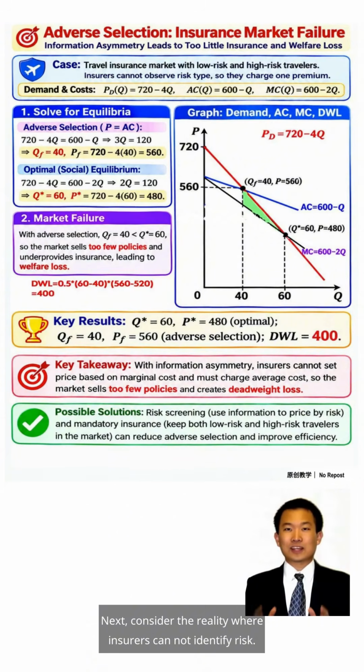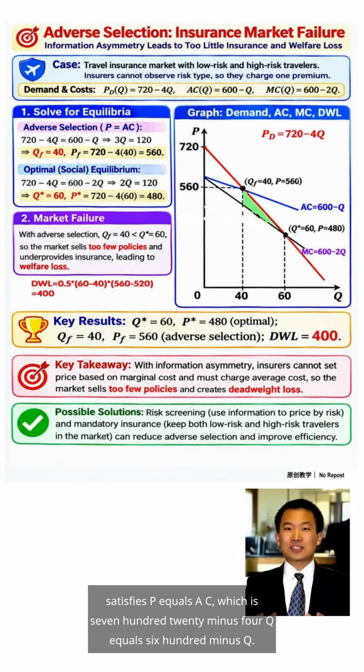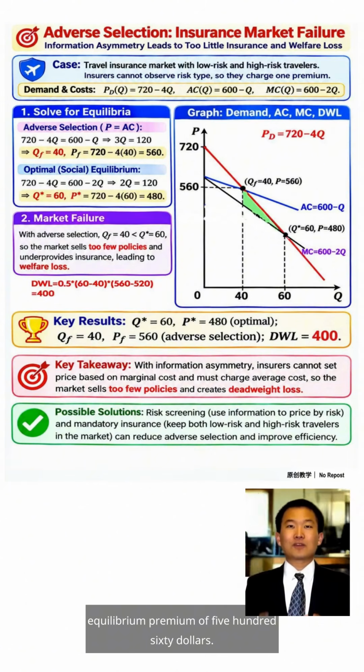Next, consider the reality where insurers can't identify risk. Since insurers must at least break even in a perfectly competitive market, the long-run equilibrium satisfies P equals AC, which is 720 minus 4Q equals 600 minus Q. Calculating this gives a lower market equilibrium quantity, QF equals 40, and a higher equilibrium premium of $560.